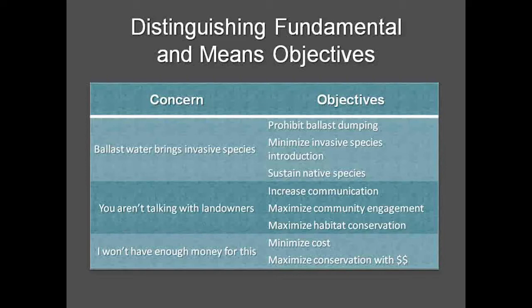So why do I want to minimize invasive species? Because I want to sustain native species. All right, good. Now we're getting to something that's more fundamental. So in this sequence of objectives that we've written down here, we've gone from the most means level, prohibit ballast dumping, to a couple layers of more and more fundamental objectives. And we could keep going. We could keep asking this question.